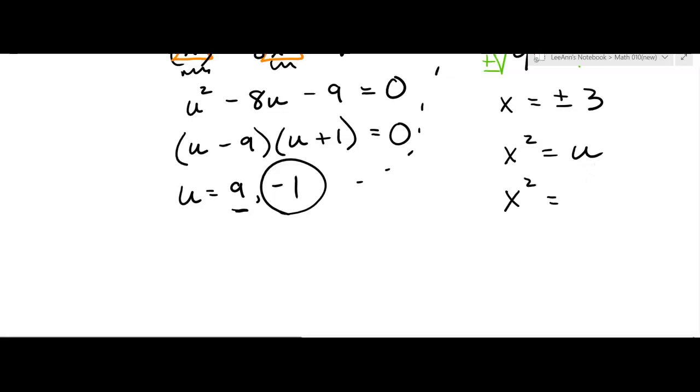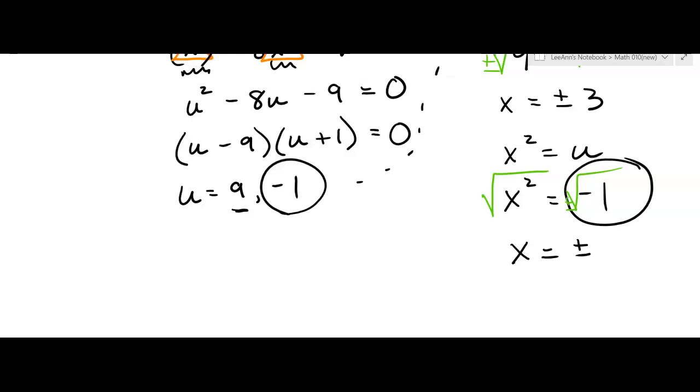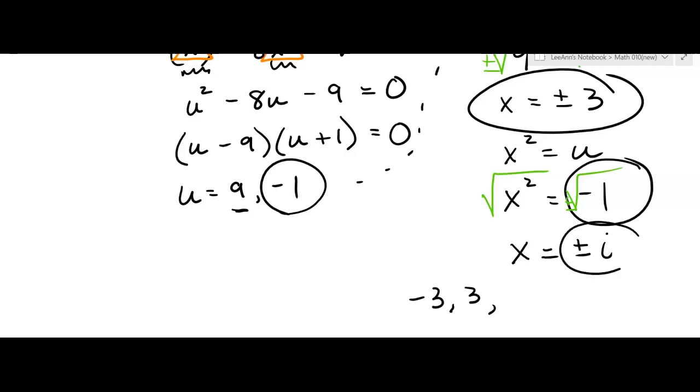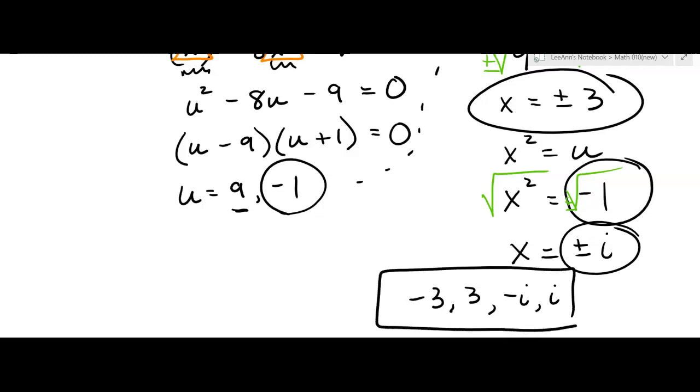X squared equals -1. Well, can I solve that equation? Yes. I can take the square root of both sides, just like we did on the last one. Don't forget the plus or minus. And so what do I get? X equals plus or minus, what's the square root of negative 1? Hopefully you said i. So I have 4 solutions. I have negative 3 as a solution, positive 3 as a solution, and then I have negative i as a solution and i as a solution. Those are the solutions.